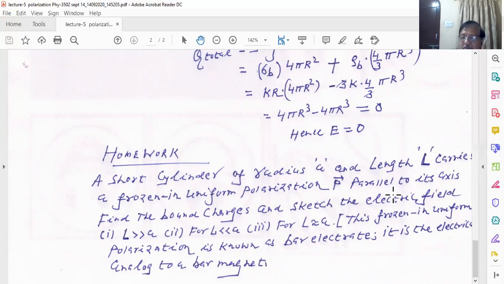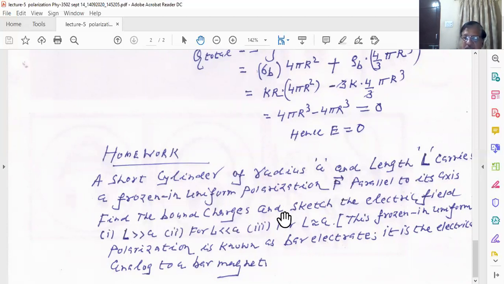This mechanism is similar to that of a bar magnet, right? It behaves like a bar. This particular configuration is considered an electret, a bar electret. Here you have to find the bound charges and sketch the electric field. Once again, I am repeating the problem. You have a short cylinder of radius small a and length capital L, which carries a frozen-in uniform polarization vector P parallel to its axis.